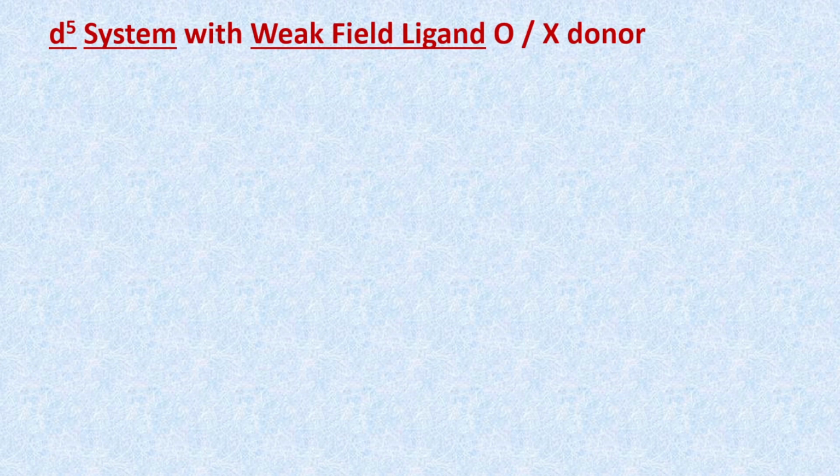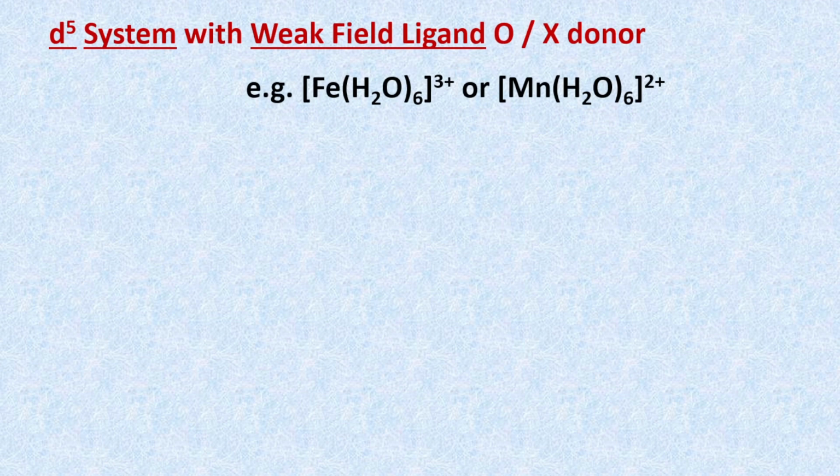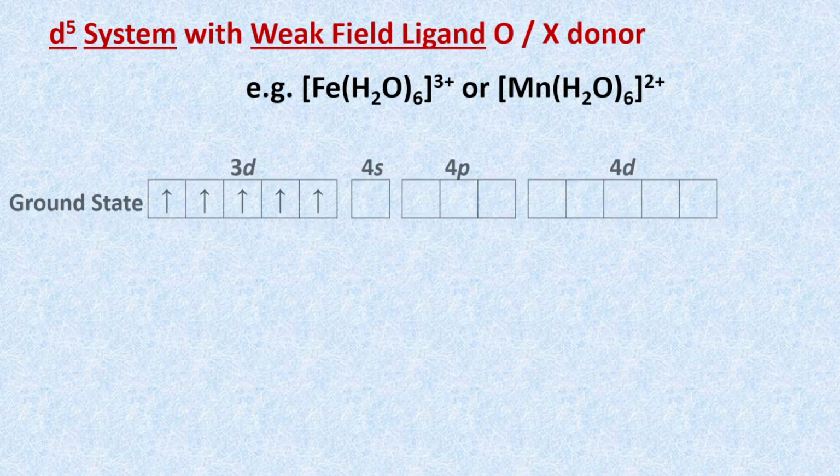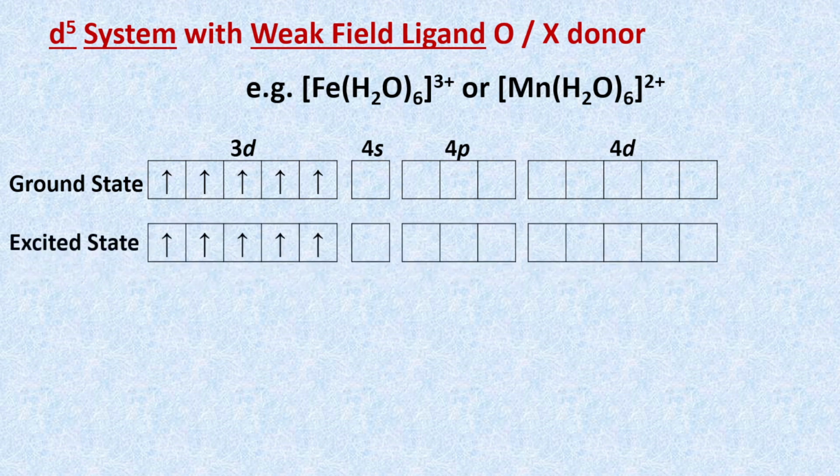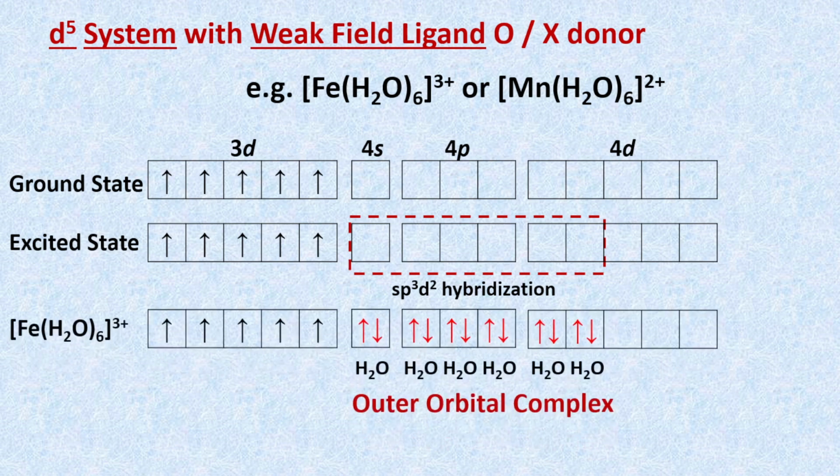D5 system with weak field ligand like oxygen or halogen donor. Example: hexaaquairon(3+) or hexaaquamanganese(2+). This is also an iron complex with oxidation state +3. The ligands in this complex are oxygen donors, so the excited state remains the same as the ground state. Now one 4s, three 4p and two 4d orbitals hybridize to give sp3d2 hybrid orbitals. Then the six ligands donate their sigma electrons to the empty sp3d2 hybrid orbitals to form an outer orbital complex.